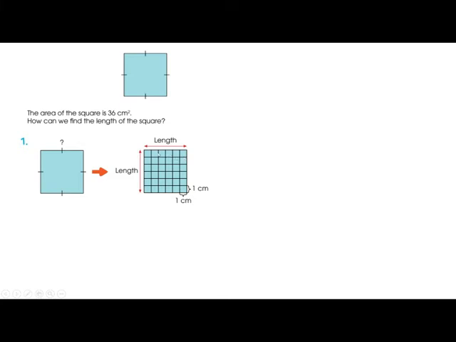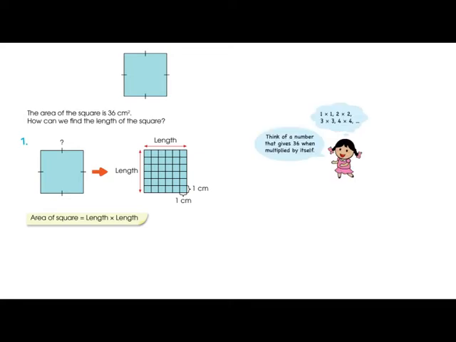How many parts are there? One box is equal to 1 centimeter, 1 unit. You have to count 1, 2, 3, 4, 5, 6. Similarly, count 1, 2, 3, 4, 5, 6. So it is 6 by 6 units, and we know that the area of a square is length multiplied by length, which is 6 multiplied by 6. If we have 1 unit, we multiply 1 by 1. If we have 2 units, we multiply 2 by 2. If we have 3 units, 3 by 3. Similarly, carry on.